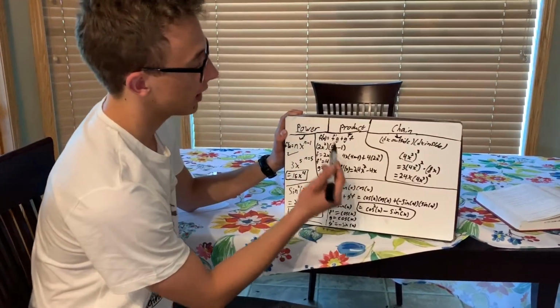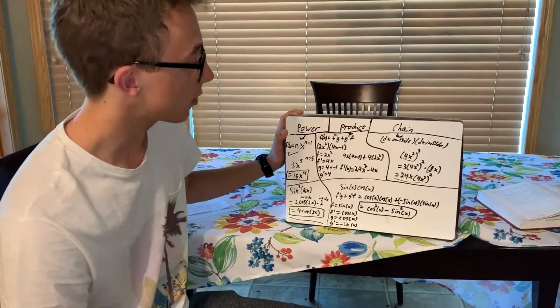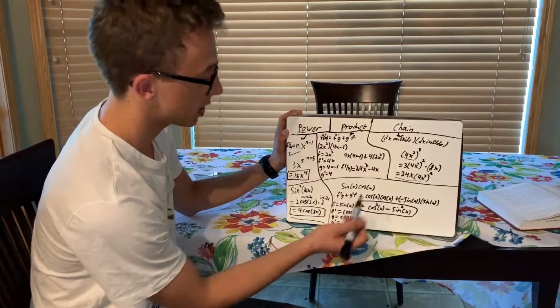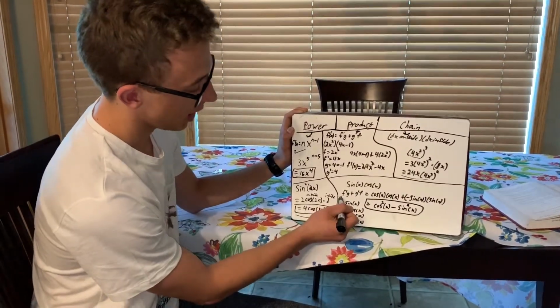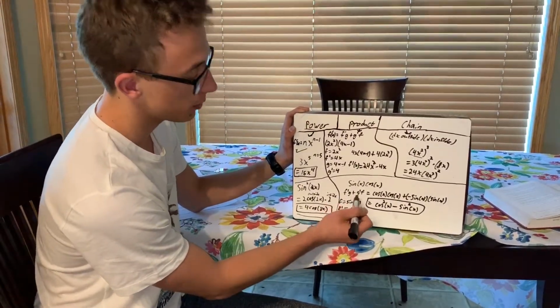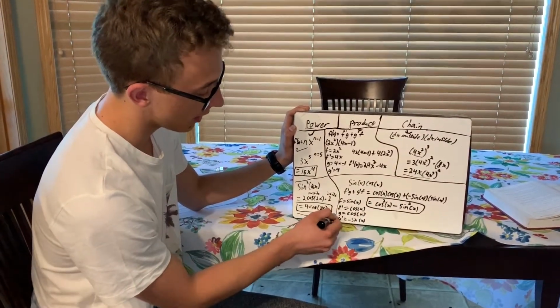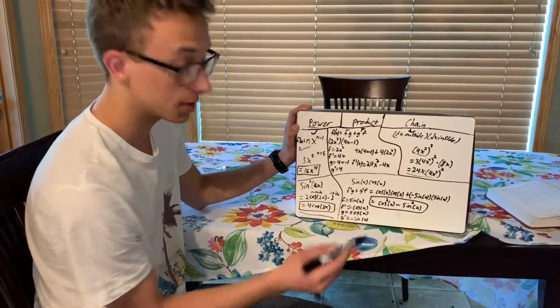So now we have here one last trig derivative or product equation. So our equation is sine x times cos x. Our equation is f prime times g plus g prime times f. Our f being sine x, f prime being cos x, g being cos x, and g prime being sine x.